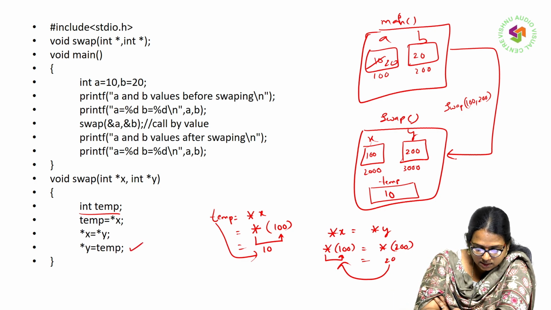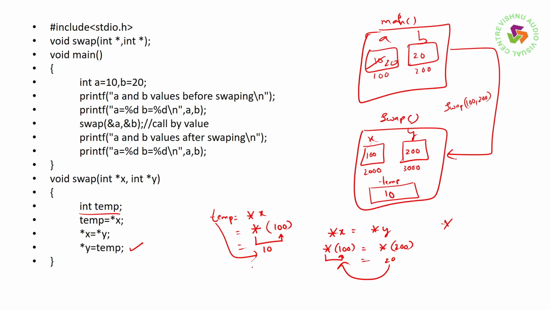Next statement, *Y is equal to temp. That means the value at address Y, that is 200, is equal to temp. What does temp have? 10. Now it is changed to 10. That means when you are calling the function by reference, it directly changes the values at that address. Now A and B values are changed.